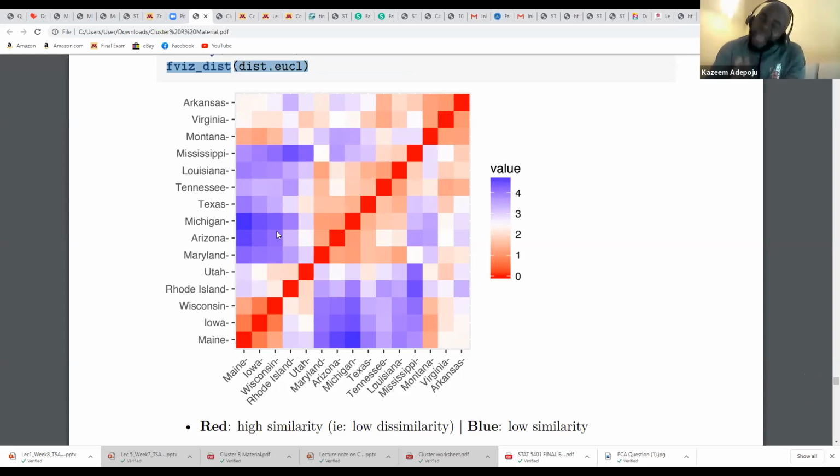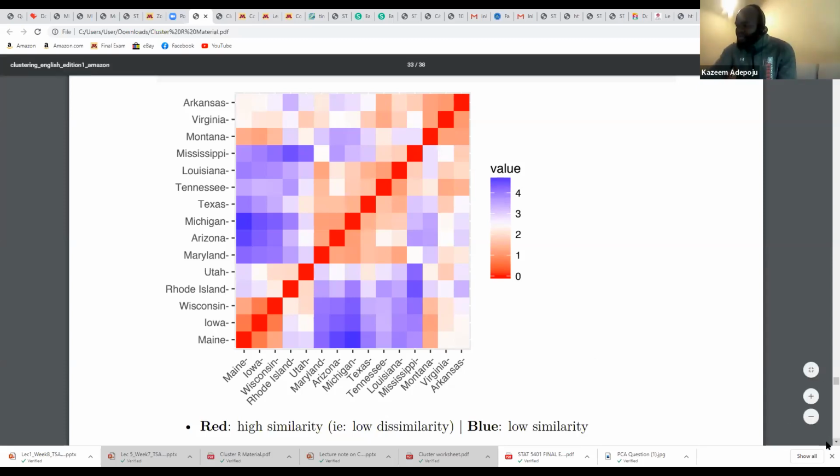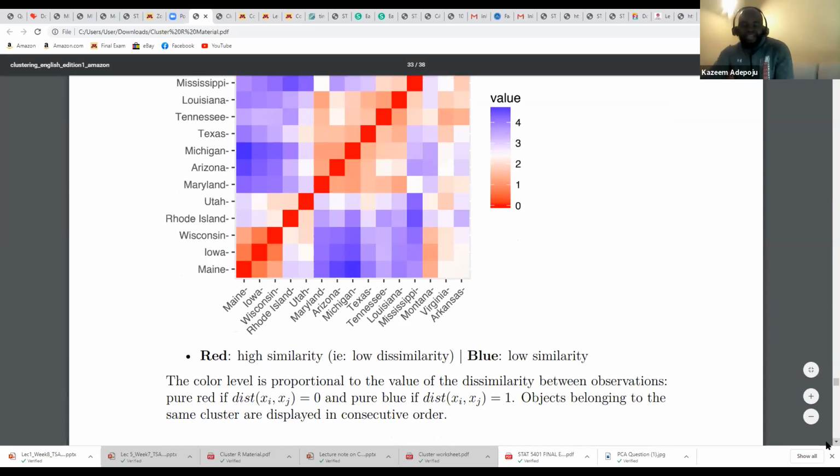Among states in the United States in terms of the characteristics, the data set we're using right here is about the arrests made by the law enforcement agency, the arrests made by the police. People were arrested on different kinds of allegations. But here, this will enable you to compare whether there's a similarity among some states. Some states have high similarity, and some states have low similarity. The color level is proportional to the value of the similarity between observations.